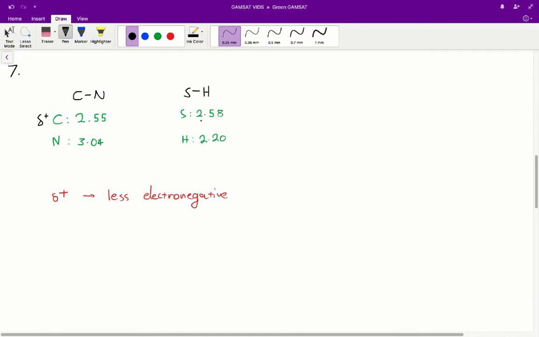And with sulfur and hydrogen, we've got 2.58 for sulfur and 2.20 for hydrogen. So therefore hydrogen is going to be the delta positive end. So therefore for question 7, B is the correct answer.